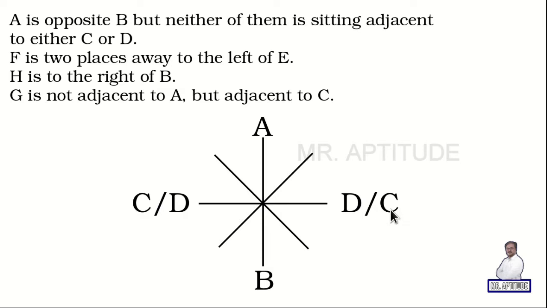Now let us look at the second condition. F is 2 places away to the left of E. Can I go with this one? No. The reason is, as F is 2 places away to the left of E, there should be exactly one person sitting between F and E. So we may place F and E here, or you may place F and E here, or you can place this way or this way. As we cannot predict this one, going with the second condition is not a suggestible idea. In that case, which condition should we choose as a second one?